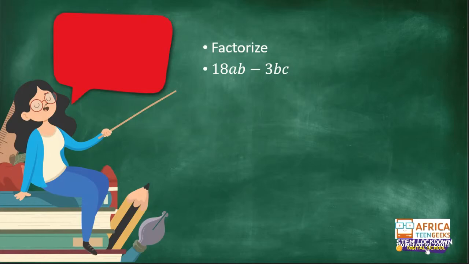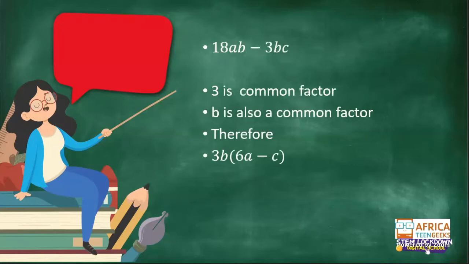All right. Now, you can see on the numbers, 3 is the common factor, and the variable b is the common factor. Therefore, 3b into what remains, which is 6a in the first term, and then c in the second term. And to test whether your factorization is correct or not, you can check by multiplying out the whole bracket here.